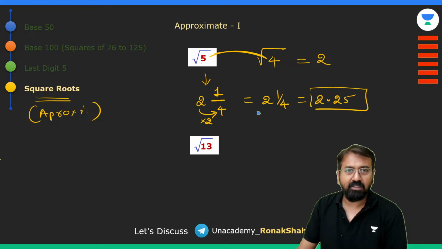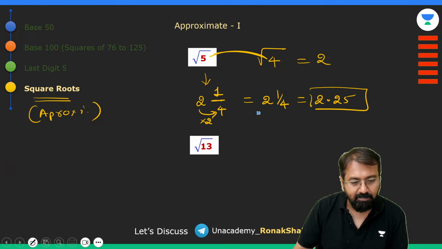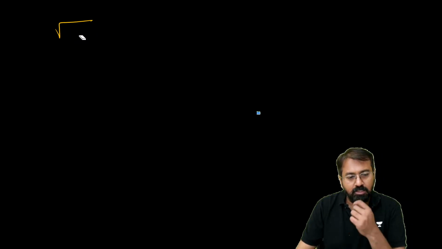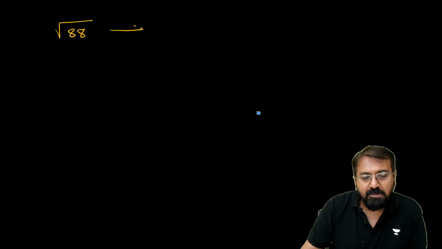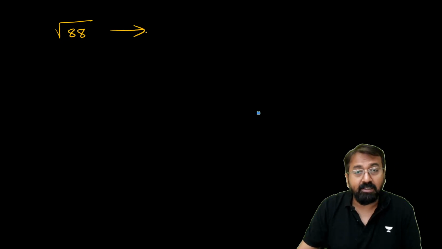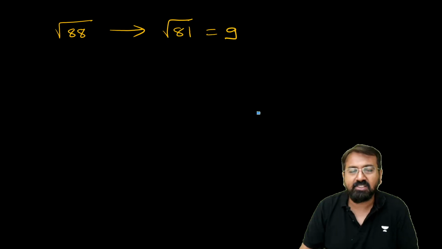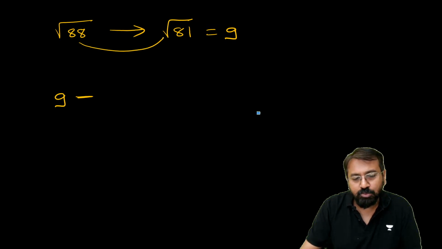Did you get this point, or is it confusing? Let's take one more example guys. Okay? Suppose I want to find out square root of 90. Okay? Pay your attention everyone. I want to find out square root of say 88. Okay? So which is the perfect square number close to 88, lesser than 88? Can I say 81? What is square root of 81? It's 9.